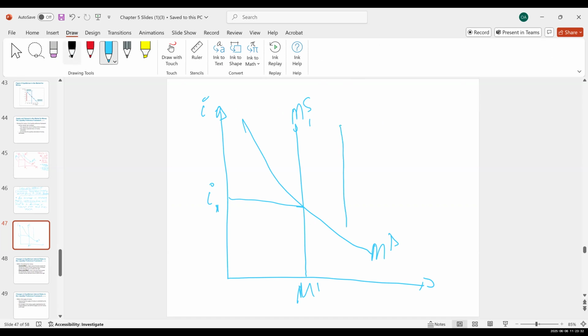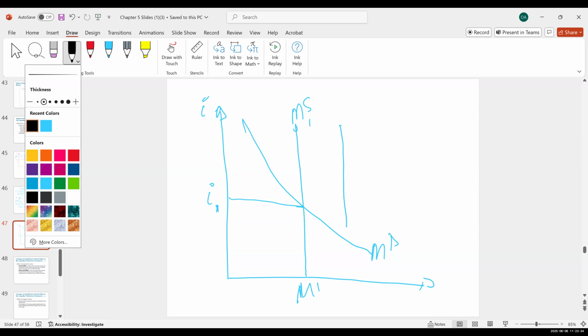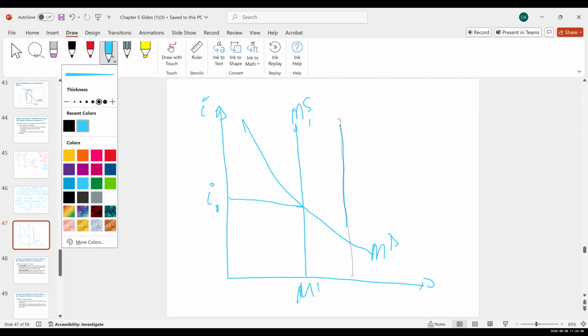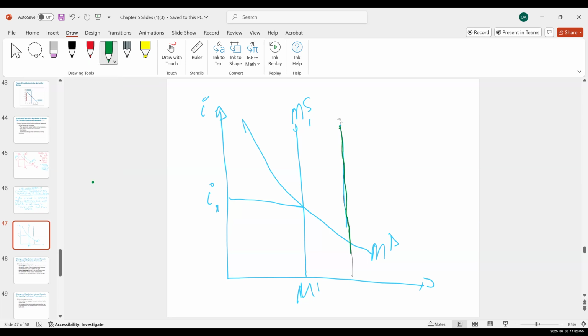Oh, I need a different pen so you can see the color. It's not going to look well. Sure, get a different color. I need a different color that you can see there. Otherwise, let me see this green. Yeah, that's better.